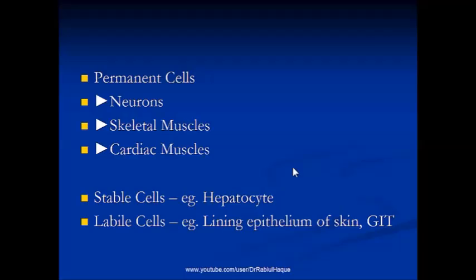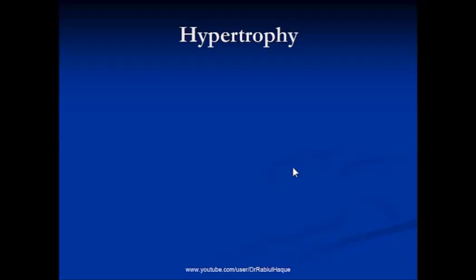Okay, so now let's go deeper into the subject, and we will start our discussion of cellular adaptation with the first one, which was hypertrophy. Hypertrophy refers to an increase in cell size, resulting in an increase in the size of the organ. Now hypertrophy can be of two types: physiological hypertrophy and pathological hypertrophy.